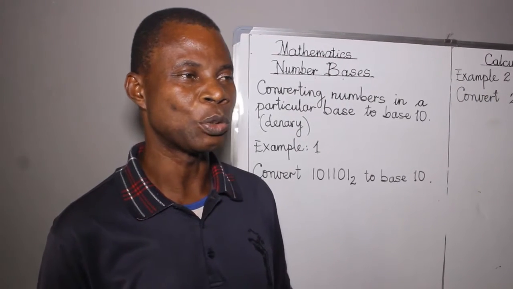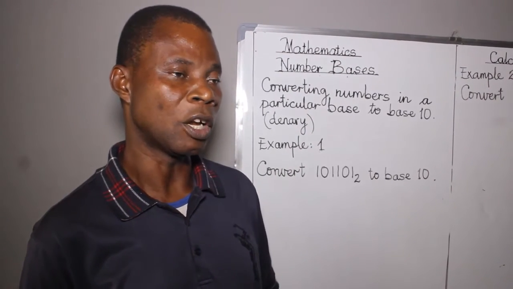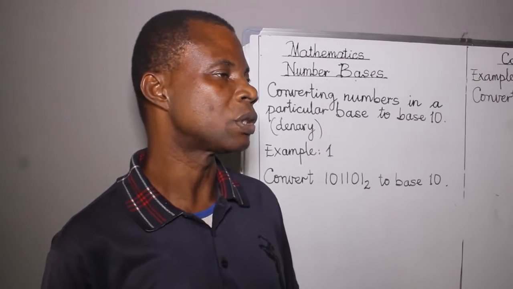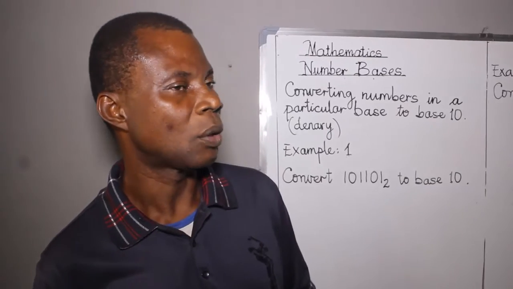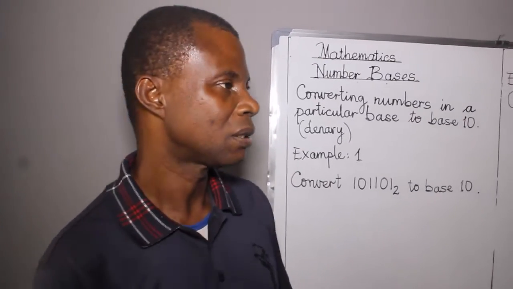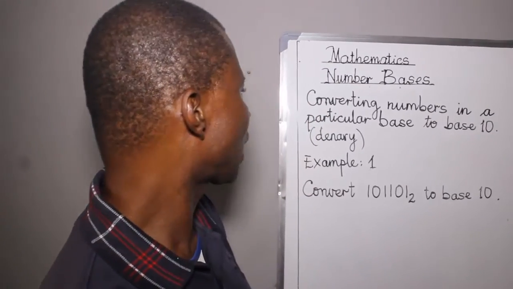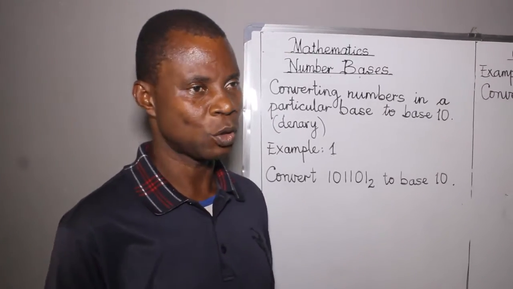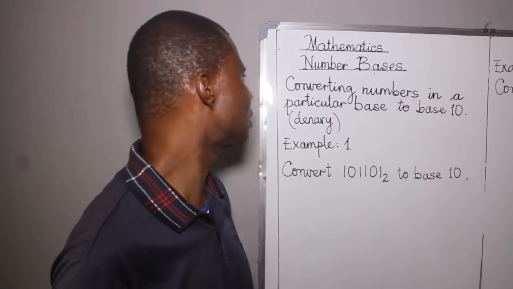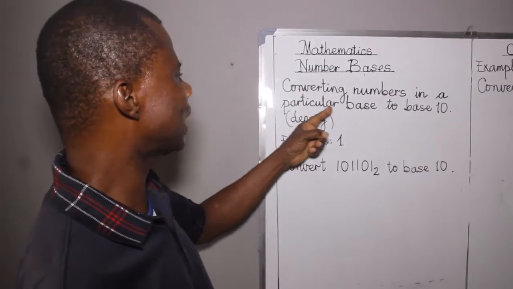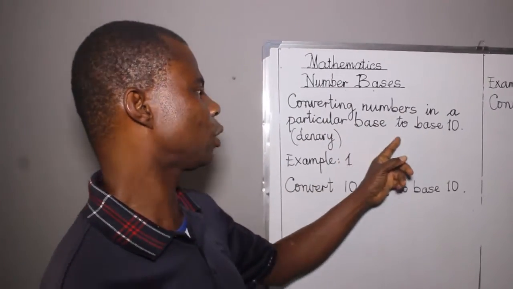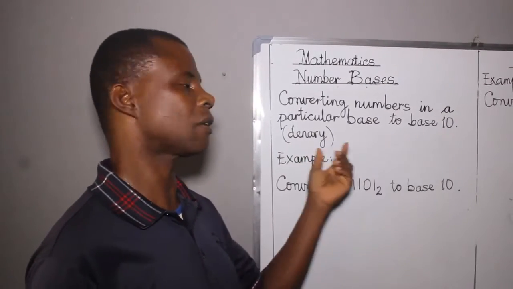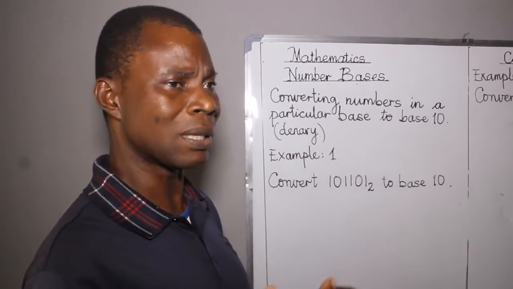And today we're going to continue with the number base that we did in the last class. Today we're going to take a further step. What we did last time has to do with expansion. And today we're going to look at how to convert numbers from any given base to base 10. So let's go to the board. Number bases. Converting numbers in a particular base to base 10 or denary. Base 10 is referred to also as denary or decimal.